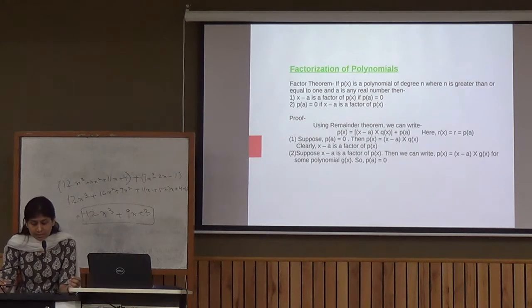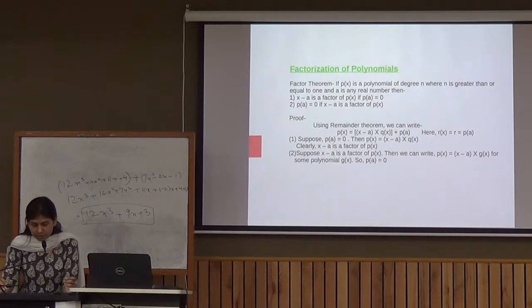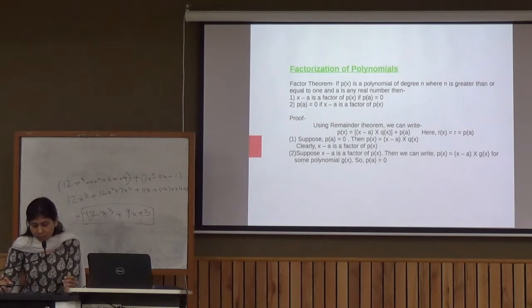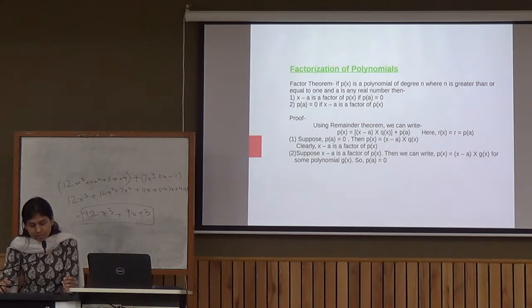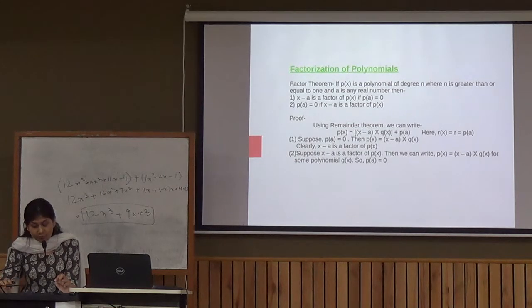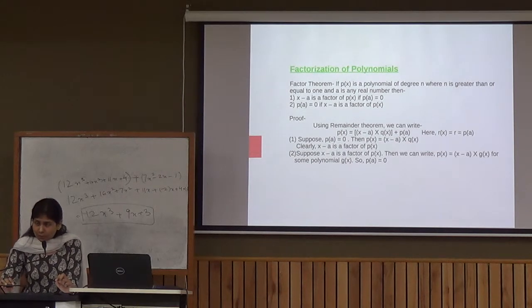Moving further, let us understand factorization of polynomials. To begin with, let us first explain what is the factor theorem. If p(x) is a polynomial of degree n, where n is greater than or equal to 1 and a is any real number, then first point, if the value of the polynomial at x equal to a is equal to 0, then x minus a is a factor of the polynomial p(x). Second point, if x minus a is a factor of the polynomial p(x), then the value of the polynomial at x equal to a is equal to 0.